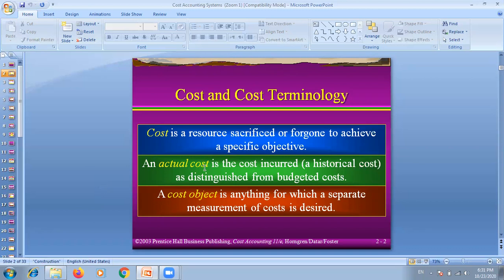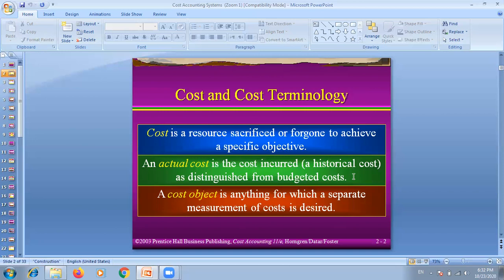Actual cost is different from predetermined cost. Actual cost is the cost incurred. Historical cost happened, I paid already, as distinguished from budgeted cost. Why do I have budgeted cost? Because the main aim of cost accounting is measuring cost and controlling cost. Measuring cost, that's why last year, while you were in 3rd year, we prepared what is called the cost sheet and income statement.